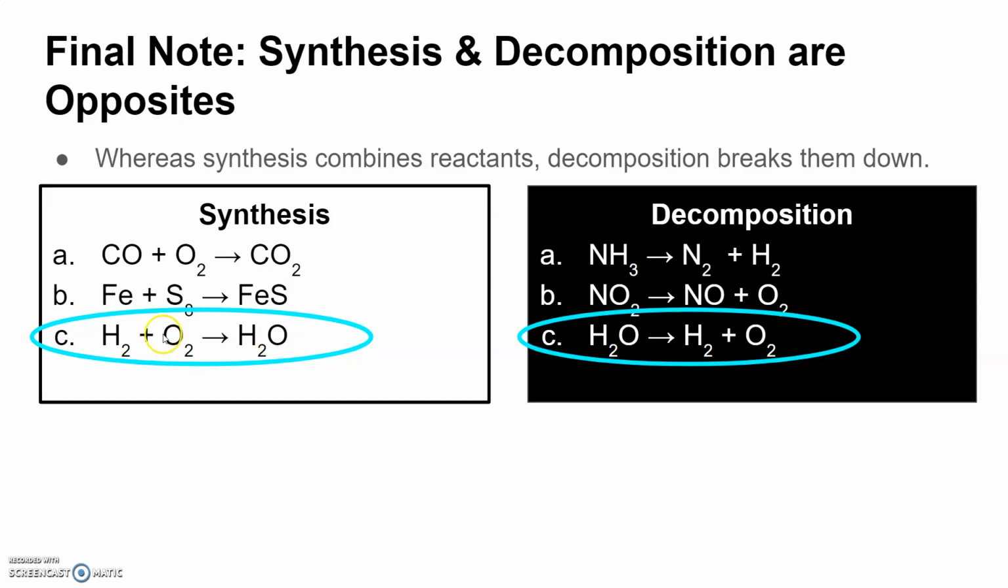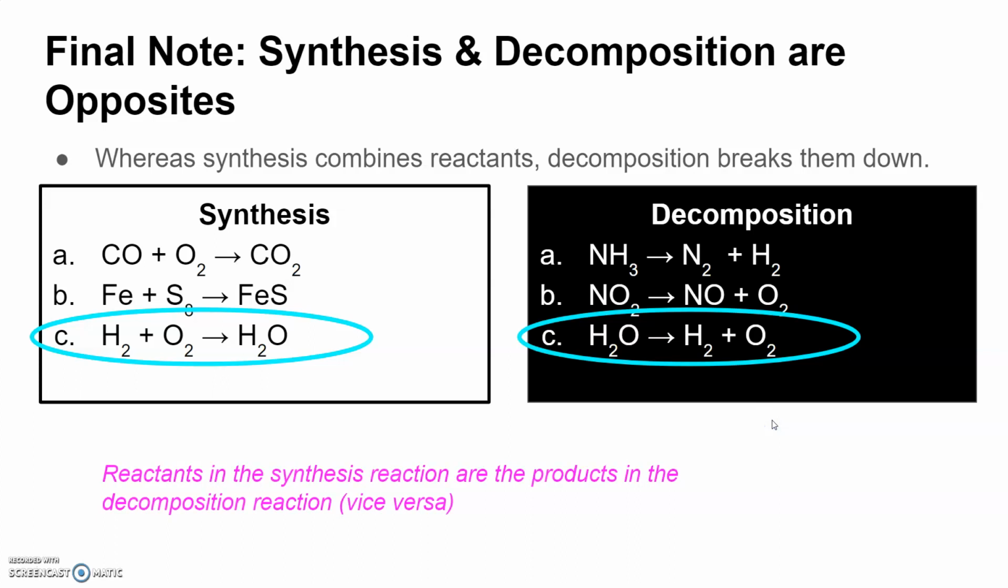Notice how in the synthesis reaction, we're starting off with H2 and O2. Those are our reactants to make H2O. The flip happens in the decomposition. We start with H2O to make H2 and O2. So the reactants and products reverse in a synthesis versus a decomposition reaction.